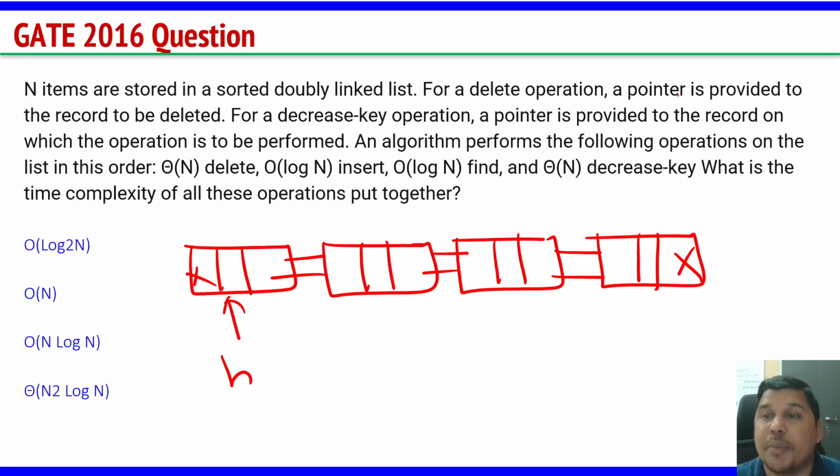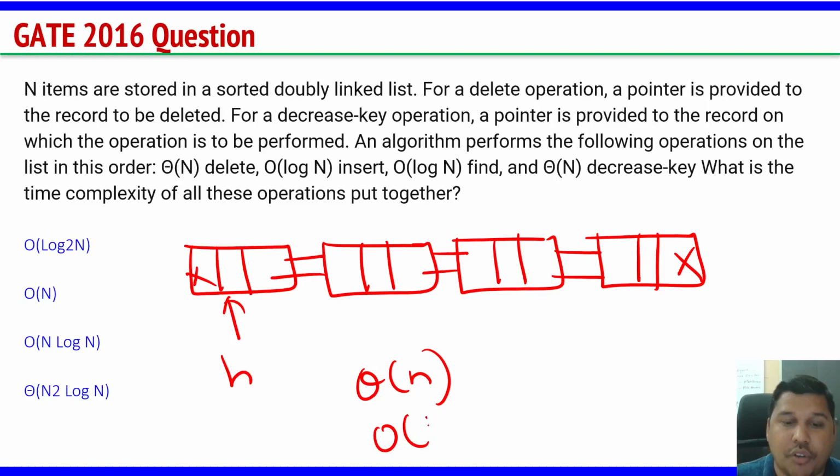For a delete operation, a pointer is provided to the record to be deleted. For a decrease key operation, a pointer is provided to the record on which the operation is to be performed. Okay, an algorithm performs the following operations on the list. To delete, it will take theta of n. To insert, it will take order of log n. To delete a node, it will take theta of n. To insert, it will take order of log n. To find, it will take order of log n.